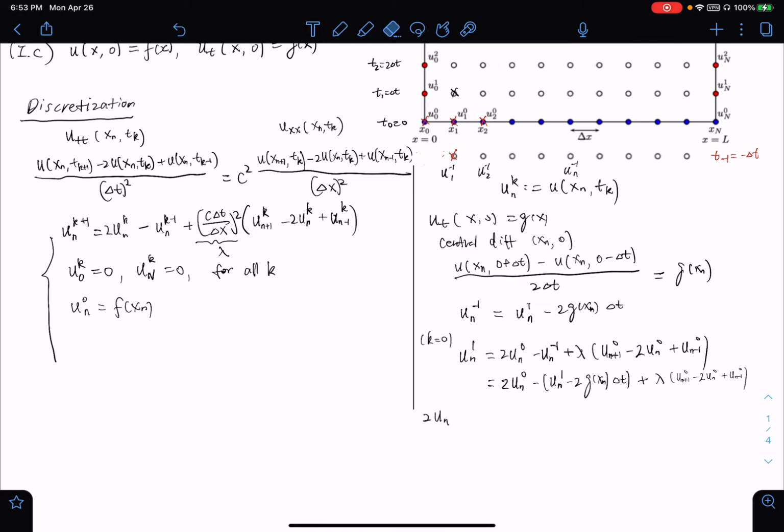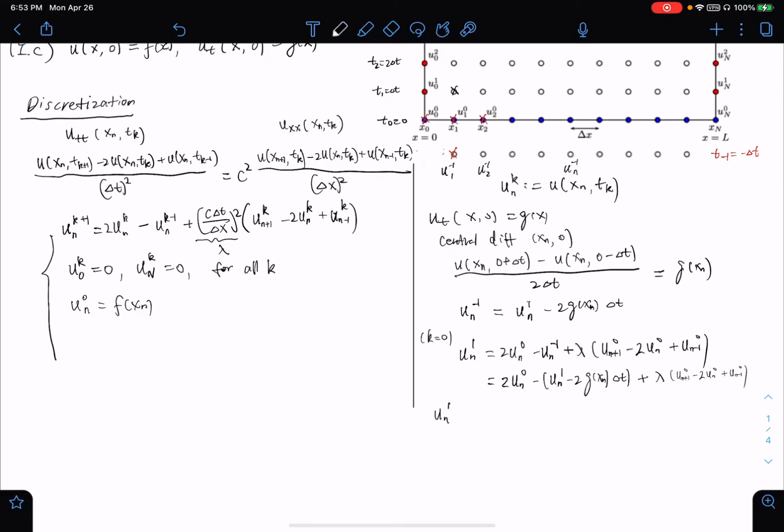so let me directly write down the equation after we solve it, since it's very simple. So u_n^1 will be actually u_n^0 plus g(x_n) delta t, then plus a half lambda squared times (u_{n+1}^0 minus 2 u_n^0 plus u_{n-1}^0).